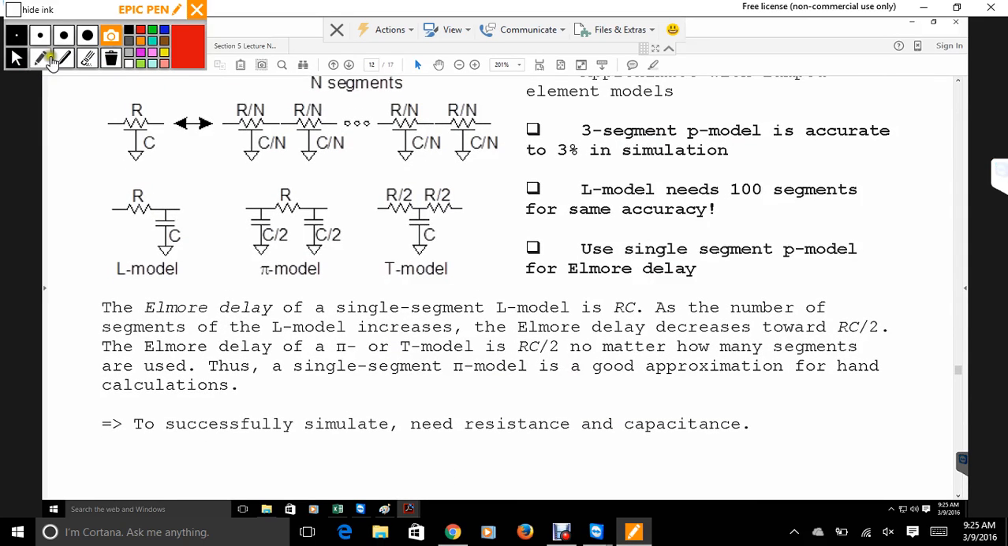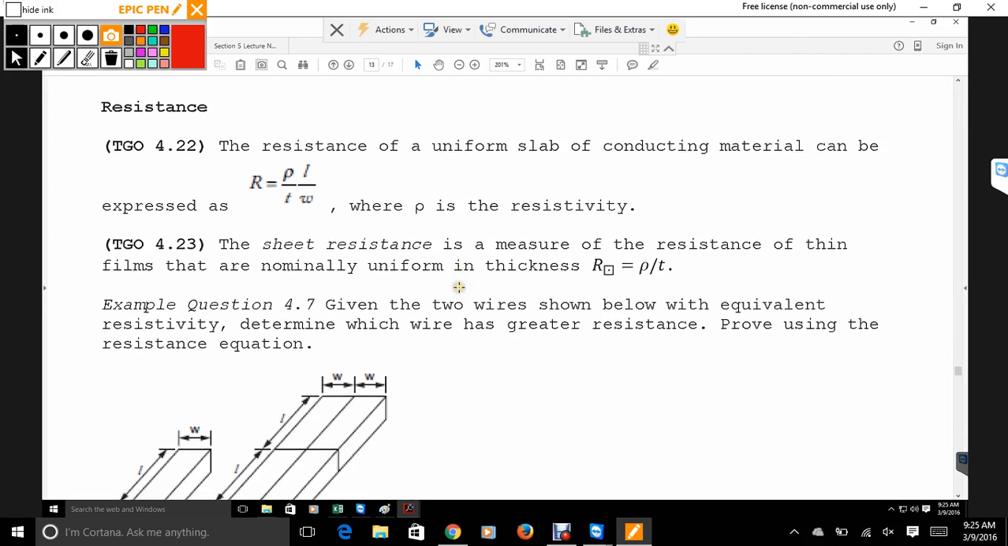Okay, so the next thing we need to do is relate our pi model and our T model to RC over 2 no matter how many segments. Therefore, we need to relate it to resistance and capacitance. So let's see how we go and do that.